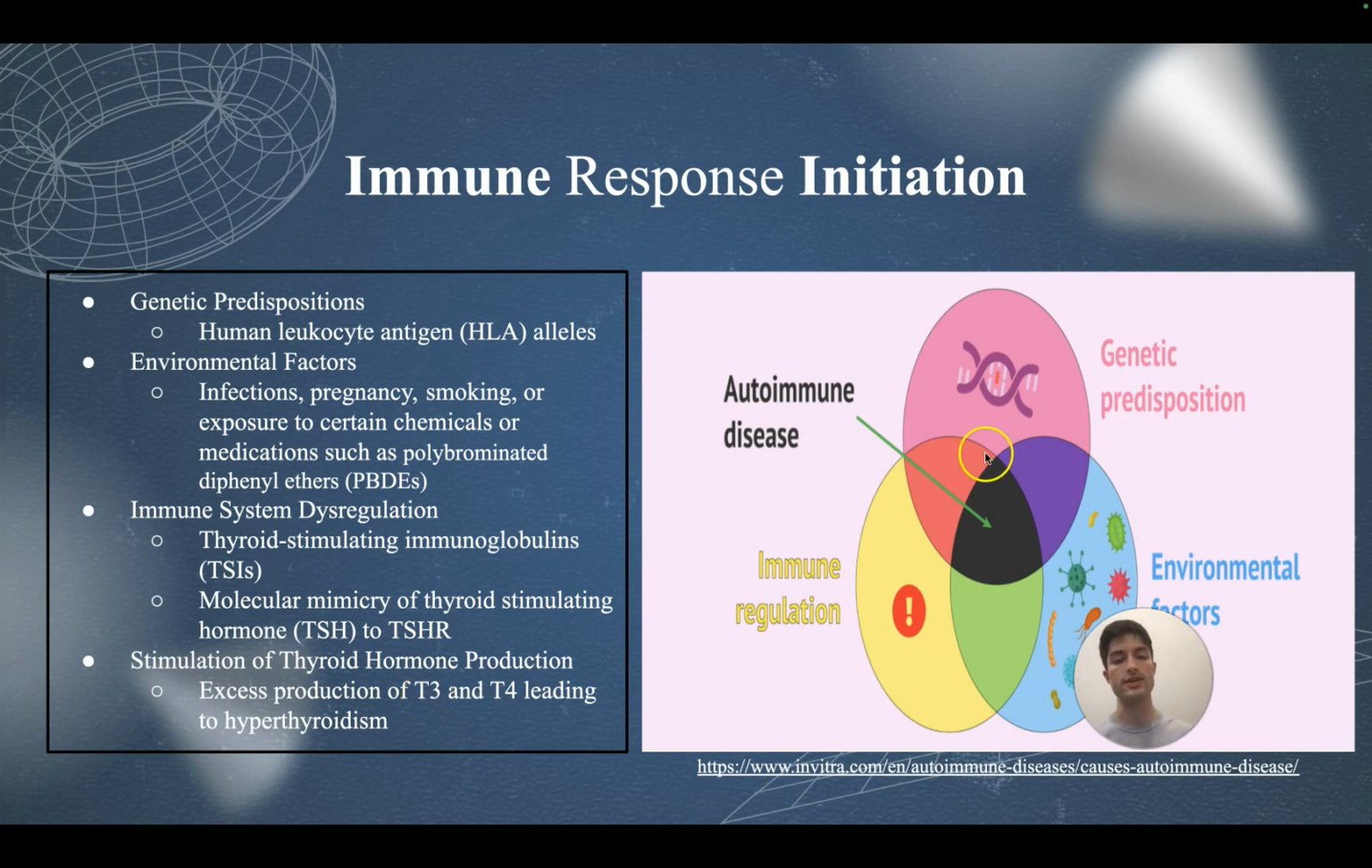And this image here is just to show you that these autoimmune diseases very often have many different factors that go into why they form. Genetic predisposition, environmental factors, immune regulation or lack thereof, and many, many more.